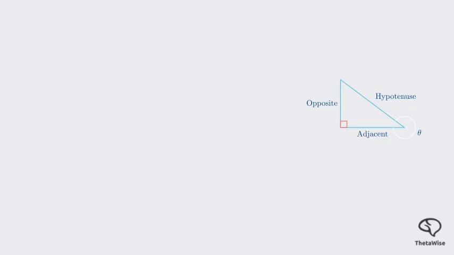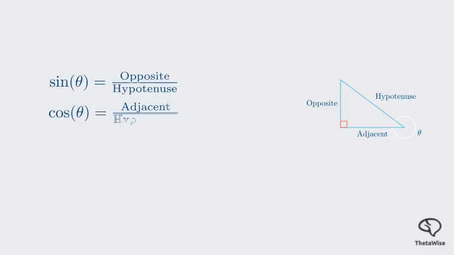These three sides form the basis for our three main trigonometric ratios: sine, cosine, and tangent. Sine of theta is the ratio of the length of the opposite side to the length of the hypotenuse. Cosine of theta is the ratio of the adjacent side to the hypotenuse. And tangent of theta is the ratio of the opposite side to the adjacent side.